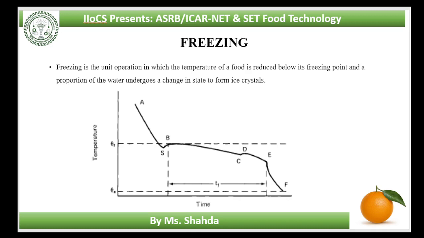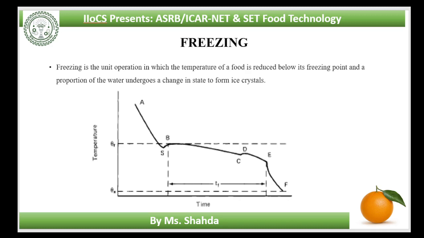SB, the temperature rises rapidly to the freezing point as ice crystals begin to form and latent heat of crystallization is released. BC, heat is removed from the food at the same rate as before, but it is latent heat being removed as ice forms and the temperature therefore remains almost constant. The freezing point is gradually depressed by the increase in solute concentration in the unfrozen liquor, and the temperature therefore falls slightly. It is during this stage that the major part of the ice is formed.